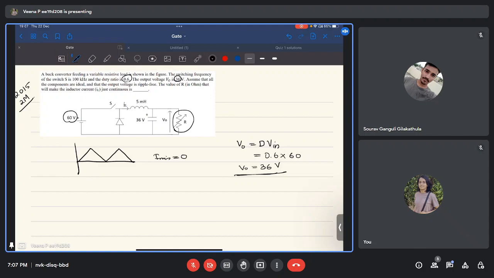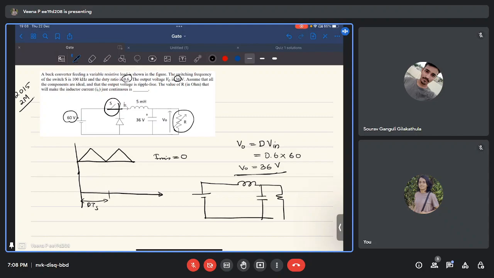Now let us draw the inductor current. So during the DTS time, the switch will be in the on position. So when the switch is on, what is the equivalent circuit? This is the equivalent circuit. The diode will be reverse biased when the switch is conducting. So 60 volt and 36 volt is there. So the voltage across the inductor VL is 60 minus 36, which is 24 volt. So it is a positive value. So the voltage across the inductor VL is 24 volt during the DTS duration.